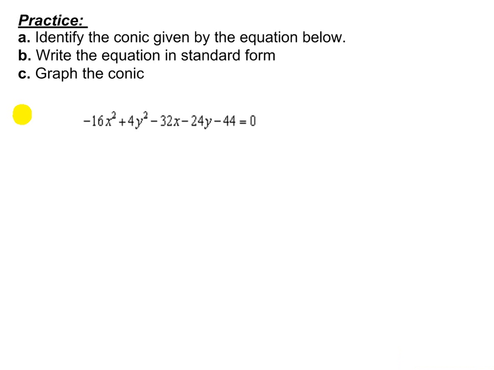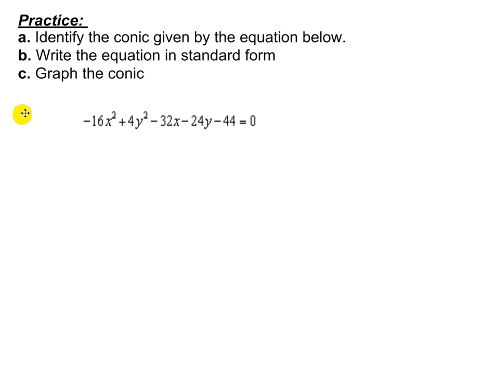Okay, what we have here is a problem that's a conic section, and it's in general form right now. So what we first need to do is identify what type of conic we're dealing with, and then we're going to go ahead and put this back in standard form, and ultimately we will end up finding some of the points on the conic section and graphing it.